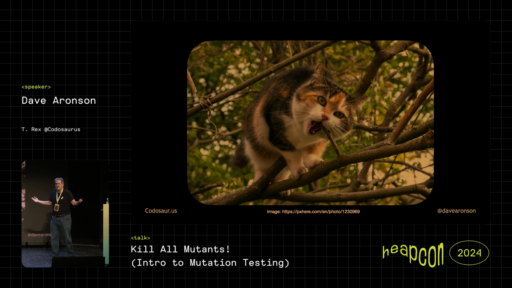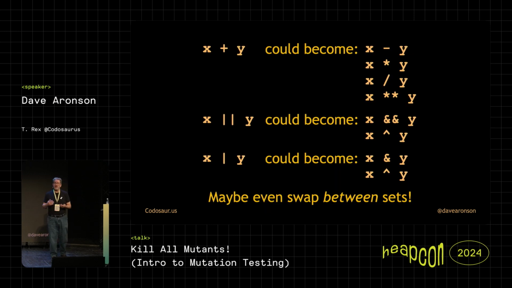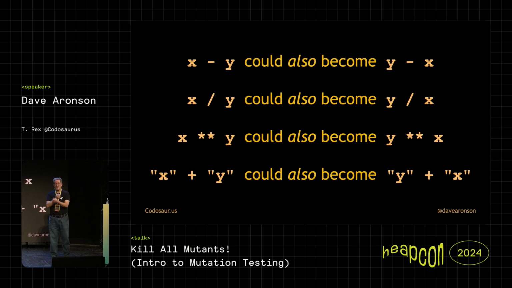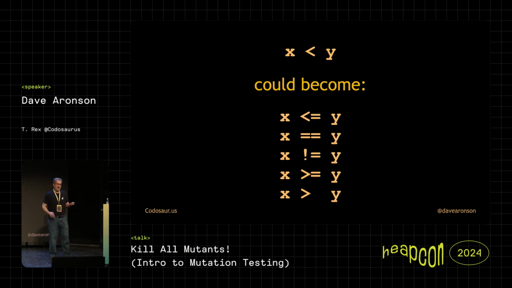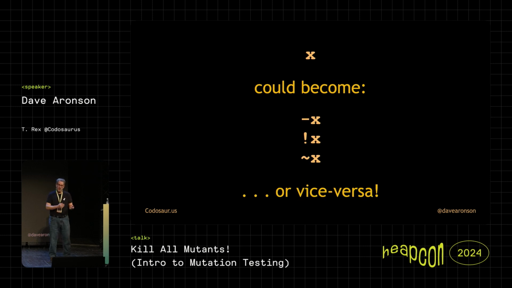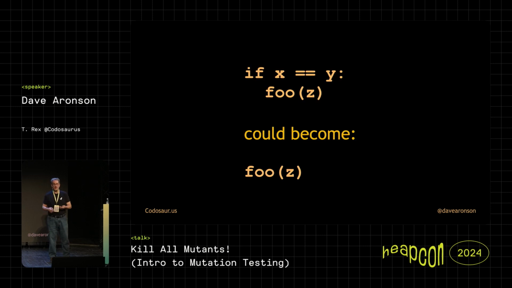Now, I've been talking a lot about changing things, so what kind of changes am I talking about? There are quite a lot. It could change an operator from one to another. It could swap the order of the operands, as I mentioned a moment ago, in cases where it matters. Of course, if you do that on a plus node or something, that's not going to do anything. It could change a comparison from one to another. It could insert or remove a negation. It could remove an if condition, or, taking that a step further, a looping condition.